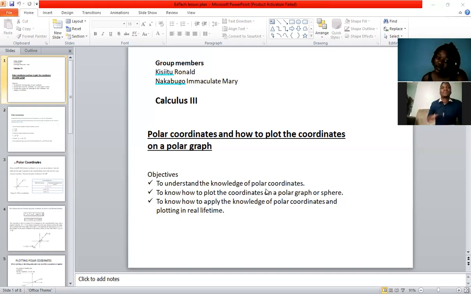Today we are going to pass through curricular spirit. We are going to look at the coordinates and how they are plotted on a polar graph. Those are the objectives: you understand the knowledge of polar coordinates, you understand how to plot them, and how to apply that knowledge in real life. So let's begin.